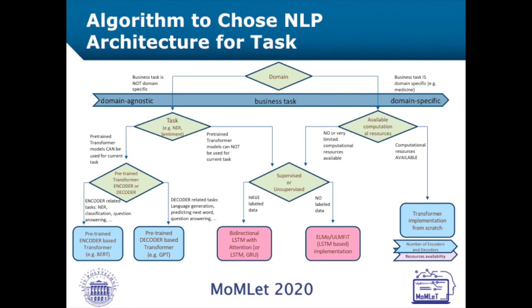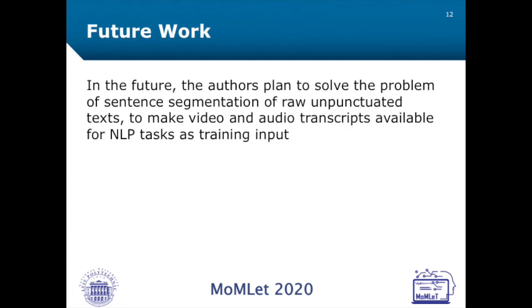If your task cannot be solved with a pre-trained model, the question here would be whether you have labeled data or not. Hence, you will proceed either with a classical RNN architecture, for example LSTM with attention and bidirectionality, or will use advanced ELMo or ULMFiT if you do not have labeled data.